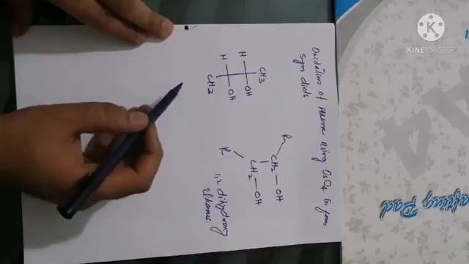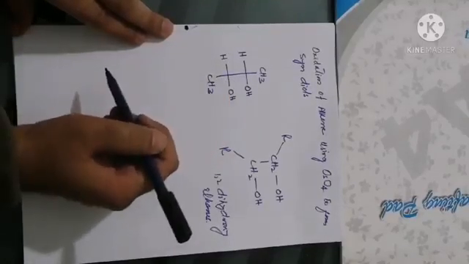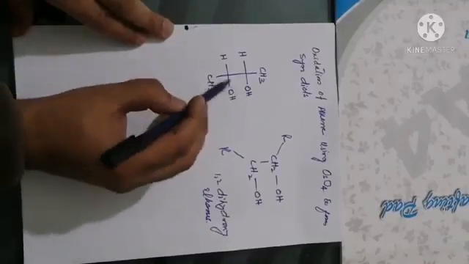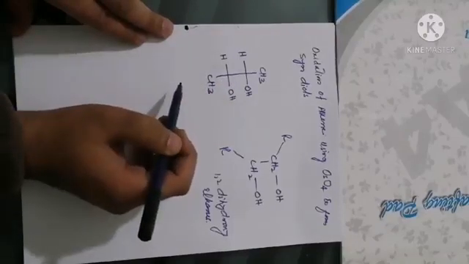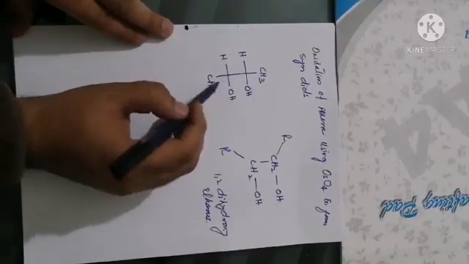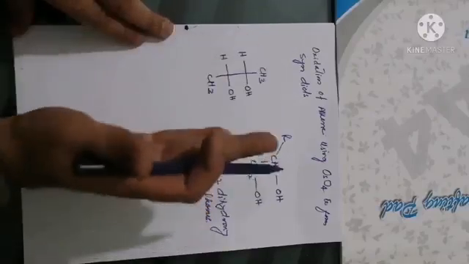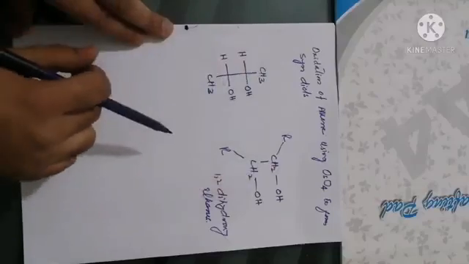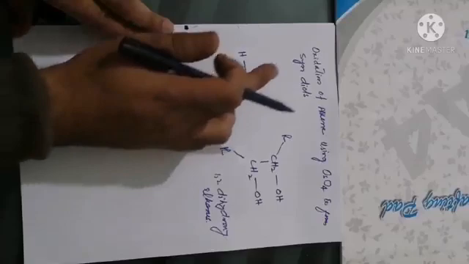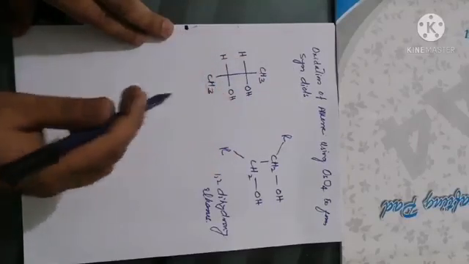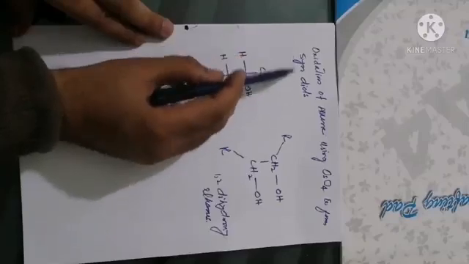What is the name of this compound? 1, 2, 3, 4. It has four carbon atoms. So it is 1,2-butanediol, or you may say 1,2-dihydroxy butane, and the two hydroxyl groups are on the right side of this molecule. So two hydroxyl groups are on the same side, so we can say this is an example of a syn-diol. So we have learned what syn-diols are.